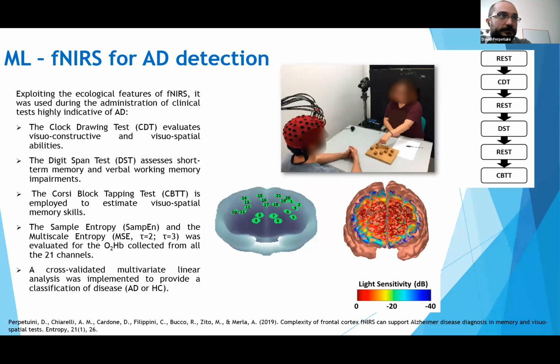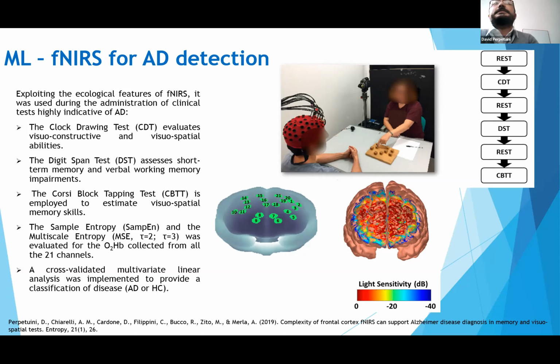The first attempt to use fNIRS during the administration of cognitive tasks was performed employing some tests that are usually used in clinical practice for AD identification. Specifically, we have the clock drawing test, which evaluates the visuospatial abilities. We have the digit span test, which assesses short-term memory impairments. And the Corsi block tapping test, which is employed to estimate the visuospatial skills.